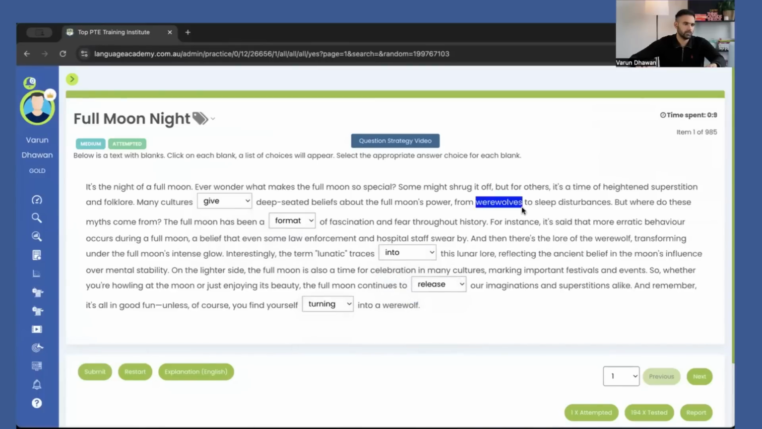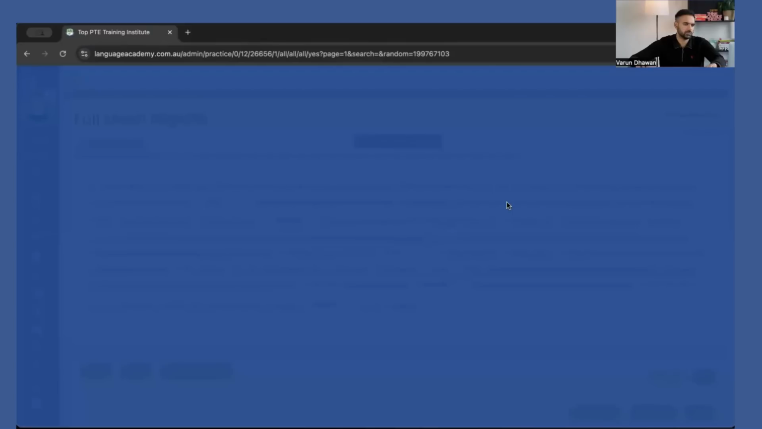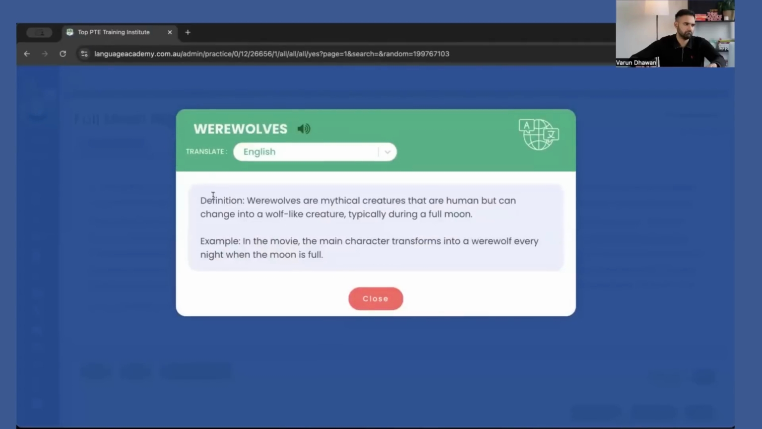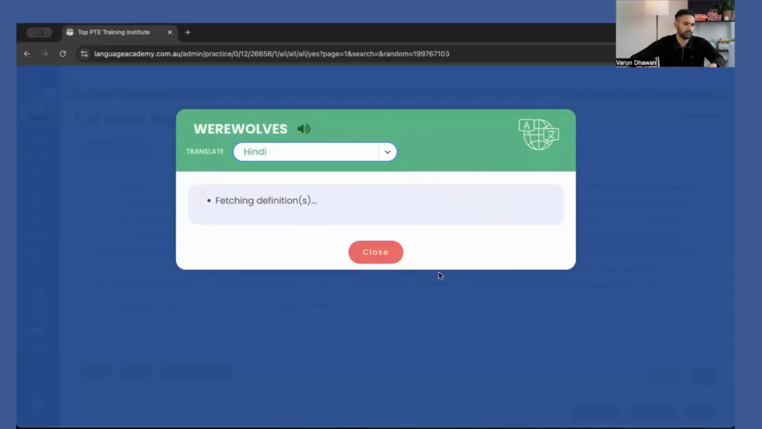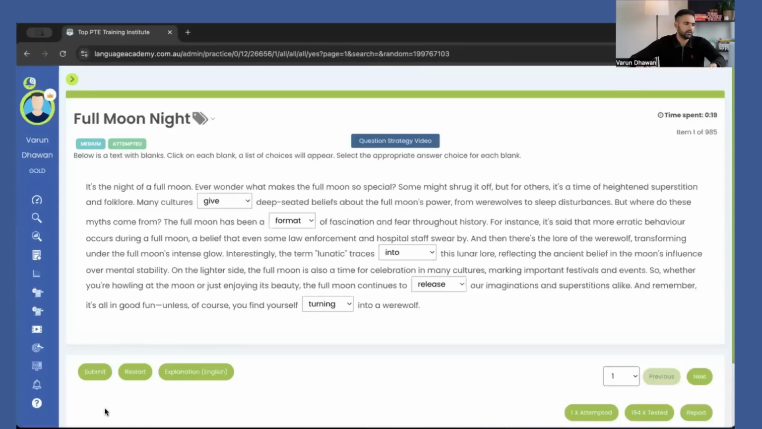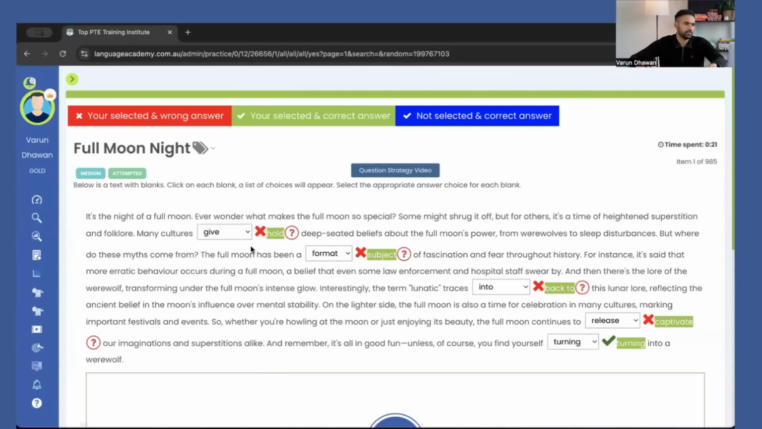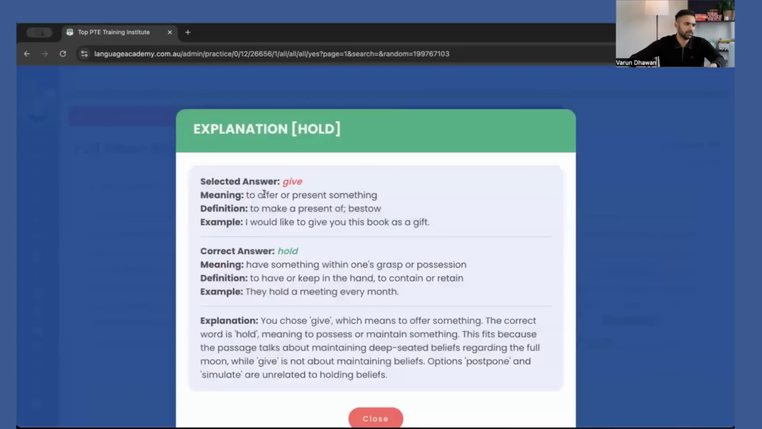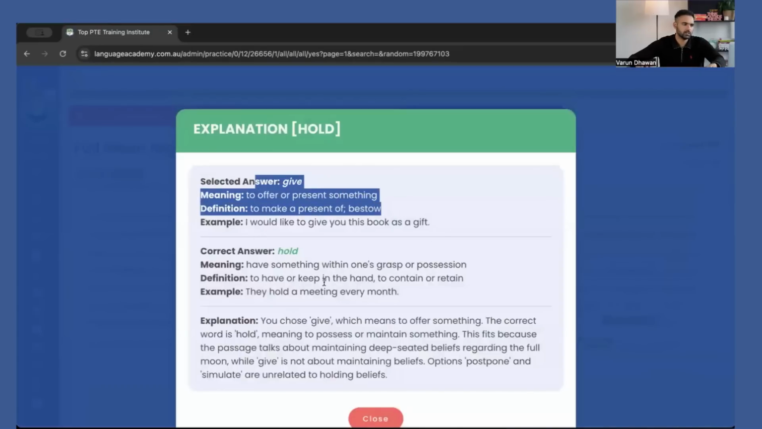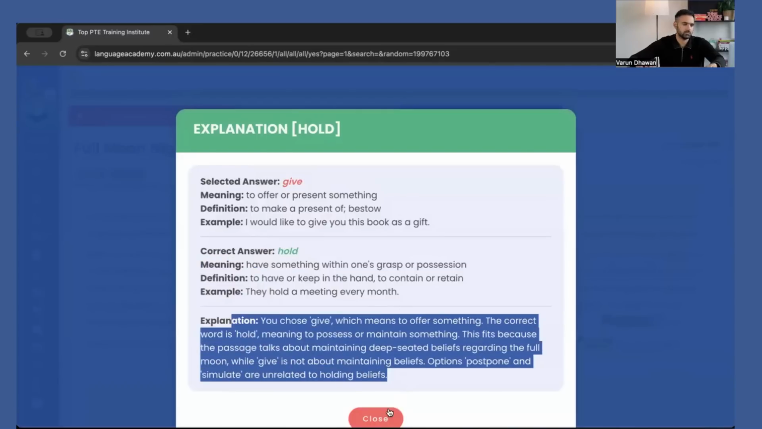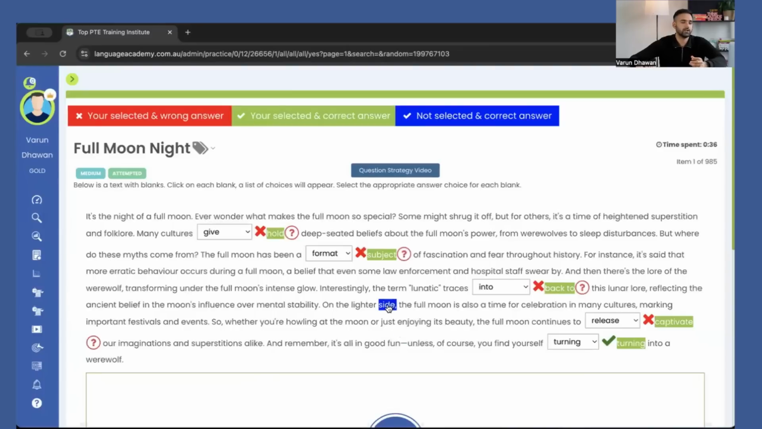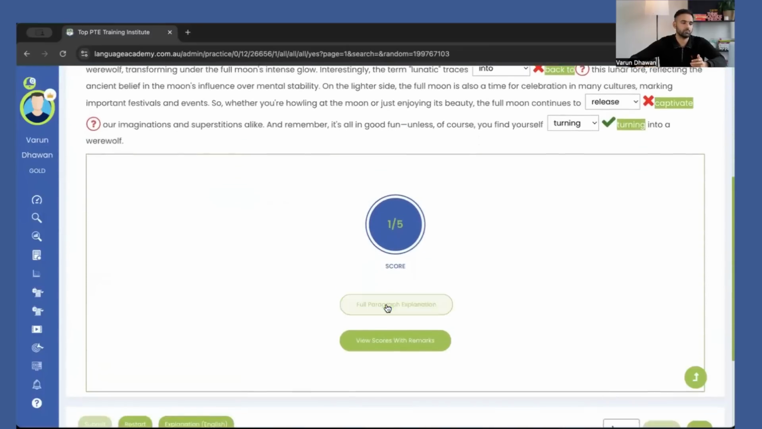Let's say while you're practicing, you're not really sure about any word, you just click here. You'll get to know the meaning, definition, example, and how you have to use it. You can translate into different languages as well. Now, let's say you submit it. And now you have gone wrong over here. You're not really sure why this answer is incorrect. You just click here. You'll get why your answer is incorrect, why the correct answer is correct, and further explanation. This will help you actually understand where you're going wrong and how you have to improve the same.